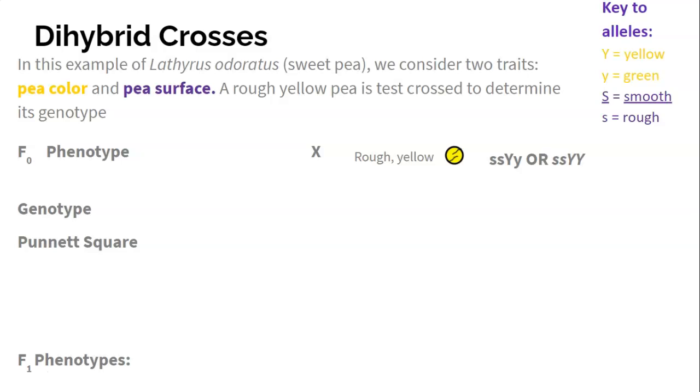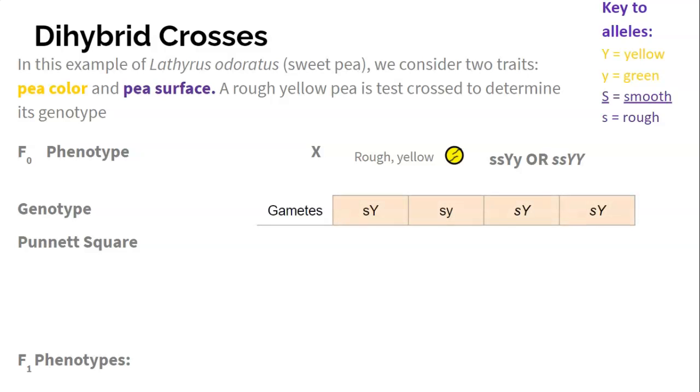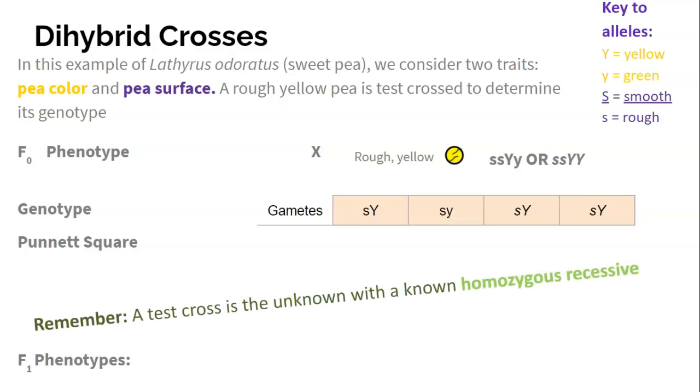Because I don't know that, I have to do what's called a test cross. So for this, to do a test cross, I need to cross my unknown with a homozygous recessive plant and then look at the outcome of it so that we can look at the offspring and determine what the actual genotype of my rough yellow pea is. The setup here for my gametes, these first two represent this heterozygous option, and the second two here represent my homozygous dominant option.